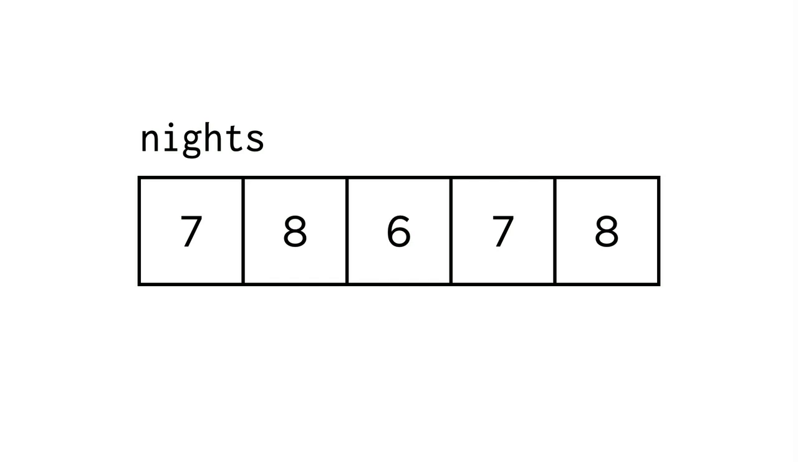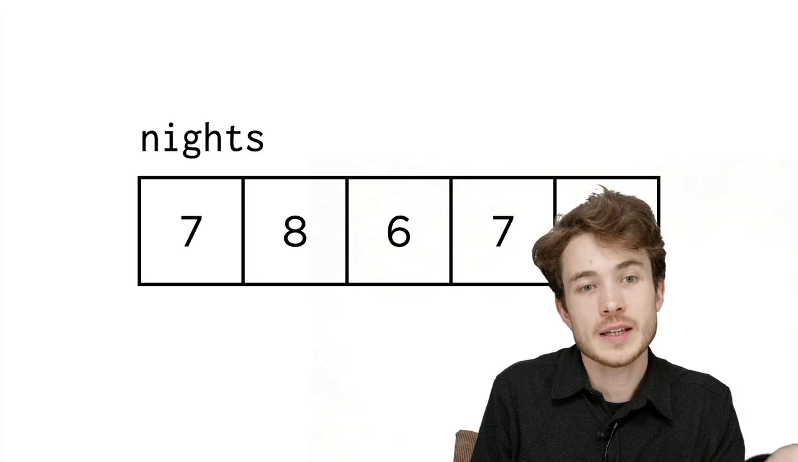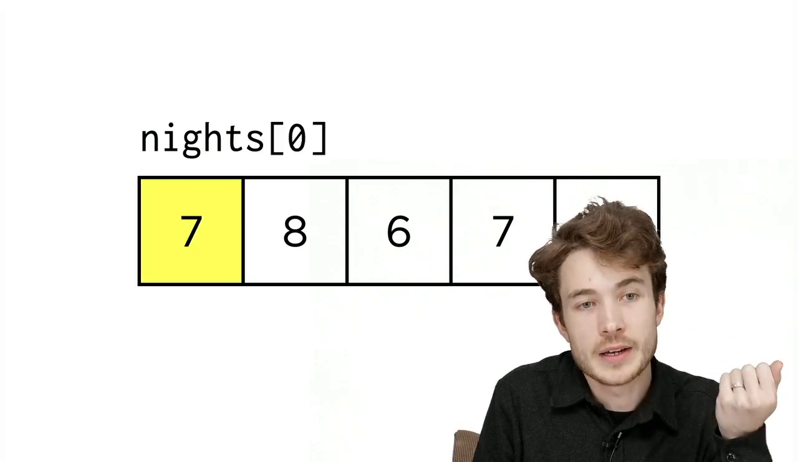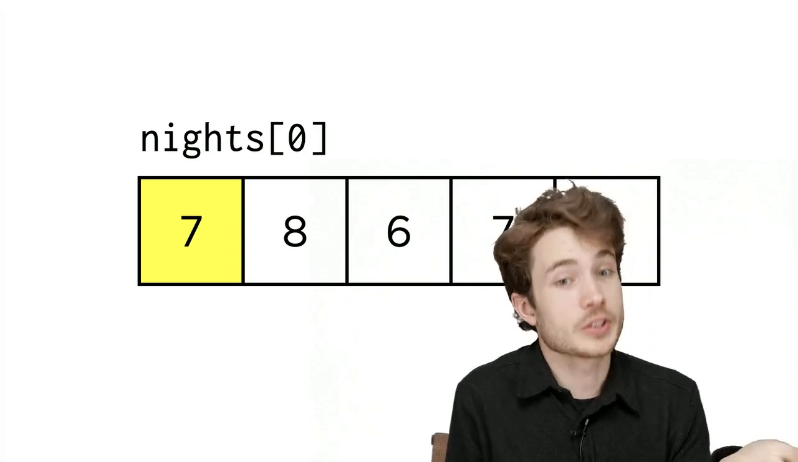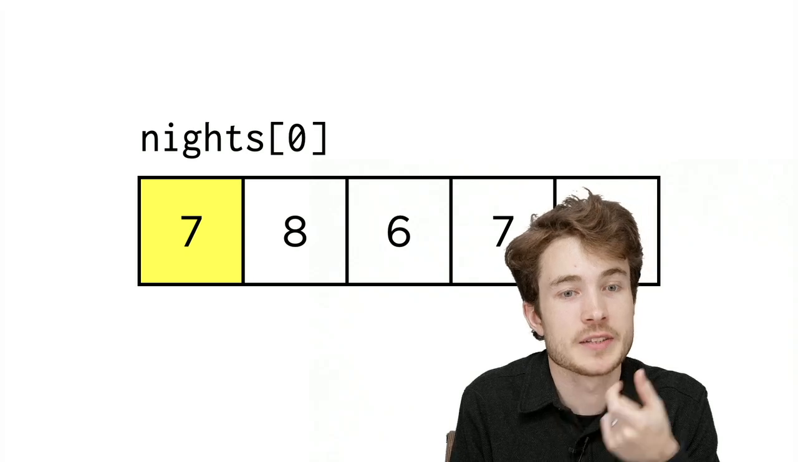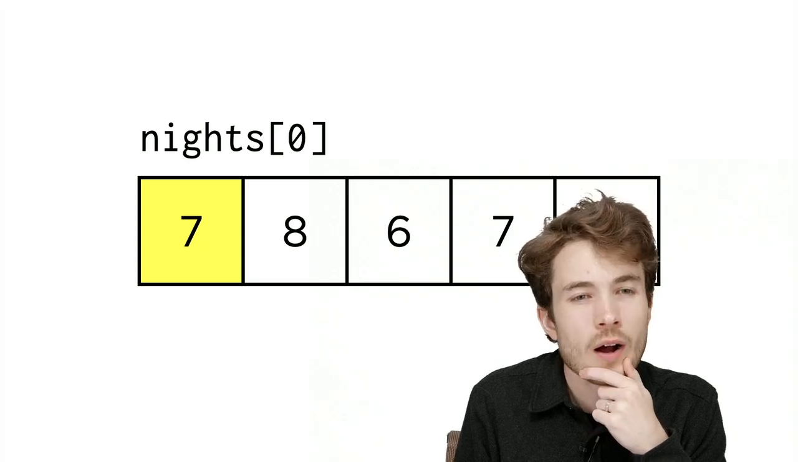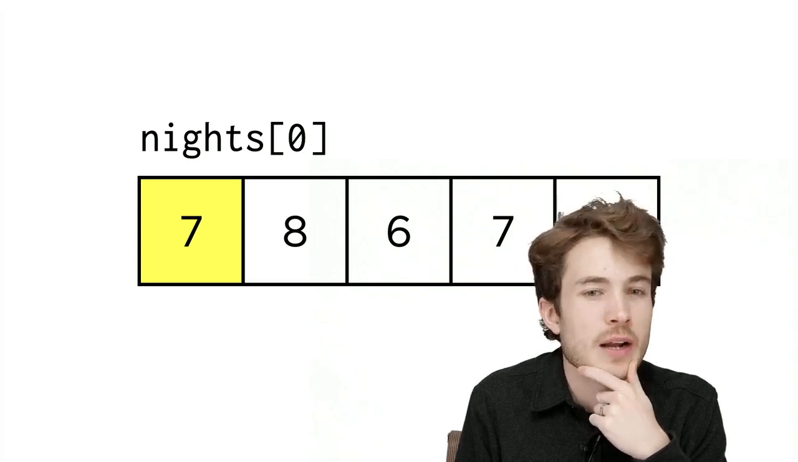Now, if we wanted to access not just this entire list of values, but some in particular, well, we have some special syntax we can use that C gives us. We could say something like this, nights bracket 0. And that will give us that very first value in our array. So in this case, 7. And you might be asking here, why not nights bracket 1?